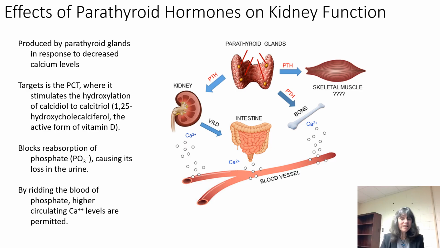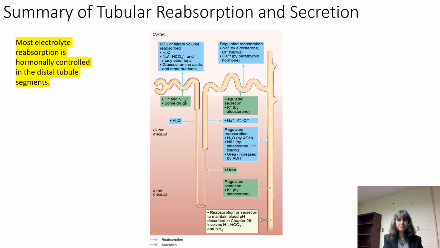Remember, we need calcium for nerve impulse conduction. We need calcium for the heart to contract, for skeletal muscle to contract. So having a high enough level of calcium in the bloodstream is really important. In terms of what's happening in the distal tubule segments of the nephron, most electrolyte resorption is hormonally controlled in those distal tubule segments. And that ends the urinary system.